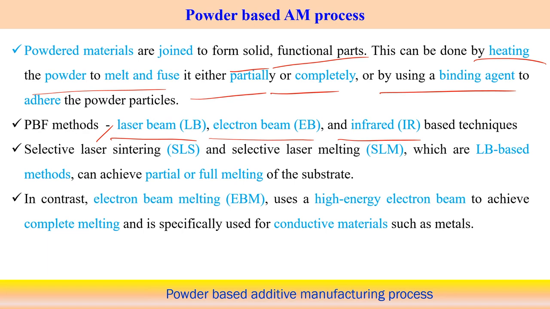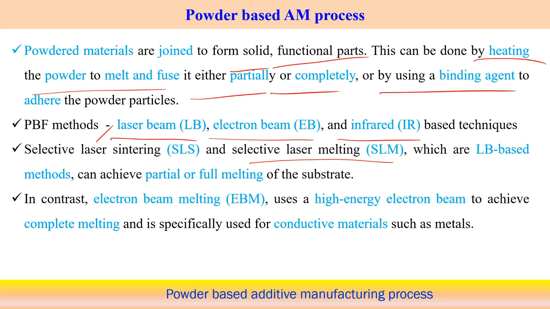Even for the selective laser sintering operation or selective laser melting, which are laser based processes, in one case we can use partial melting and in the other case we can use full melting of the powder particles. For example, in case of the sintering operation we use partial melting, and in case of selective laser melting, complete melting of the powders or the substrate material is usually followed.